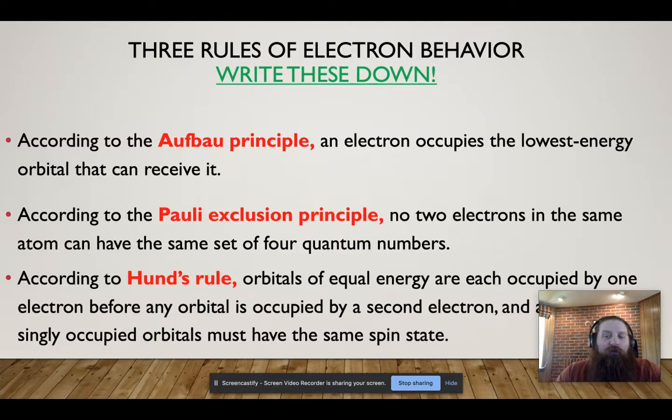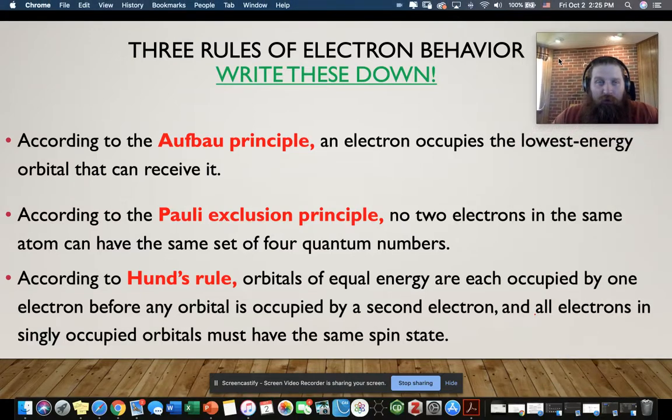Pauli tells us the electrons can't have the same 4 quantum numbers, which means if they're in the same energy level and they're in the same orbital and they're in the same magnetic orientation, they must have different spins. We'll see that in action in just a second. According to Hund's rule, you have to put 1 electron in each energy level that's available before you put 2 in the same energy level. And we'll see that a little bit more.